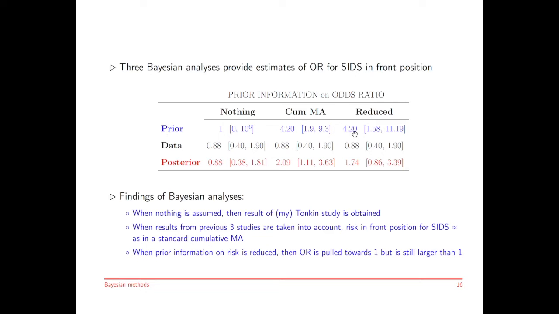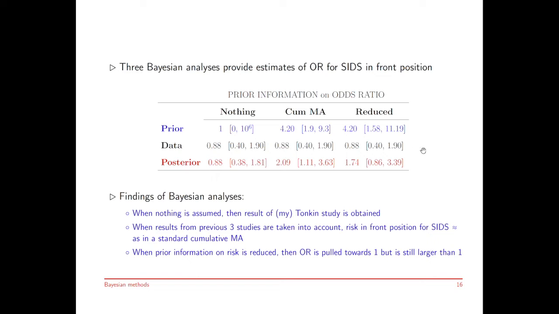You see 3 rows. So in the first row, my prior for the odds ratio goes from basically 0 to basically infinity. So it's telling us that the odds ratio can vary, or is in between 0 and infinity, which basically says I don't know it. In the second case, I take the estimate from the cumulative meta-analysis with a 95% confidence interval, and in the third case, I enlarge that confidence interval.